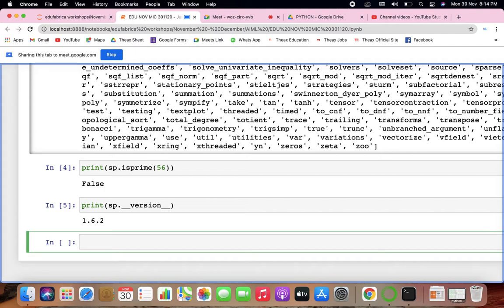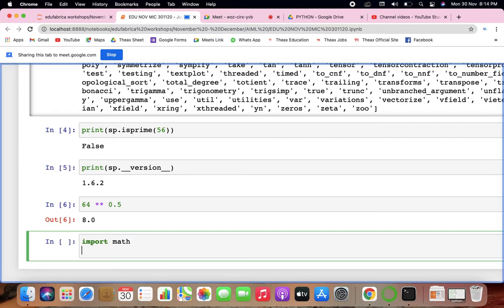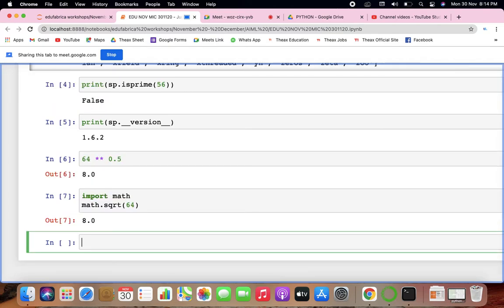Updated once, right? Okay. Now, going with the very basic things. You remember in mathematics, if I want to find the square root of 64, what is that? 8.0, right? Here, how will I write it? 64 to the power of 0.5. I get the result 8.0. Or you import the math module that you all know, and then math.sqrt of 64, and again you get 8.0.